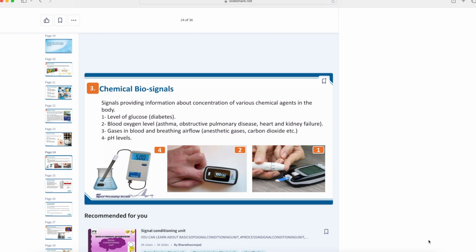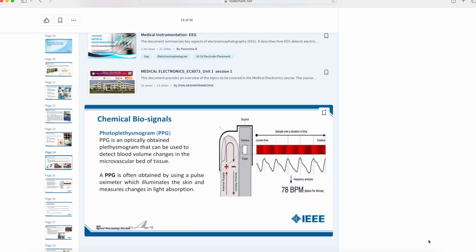Number 3, chemical biosignals. Signals providing information about concentration of various chemical agents in the body. 1, level of glucose. 2, blood oxygen level. 3, gases in blood and breathing airflow. 4, pH levels.